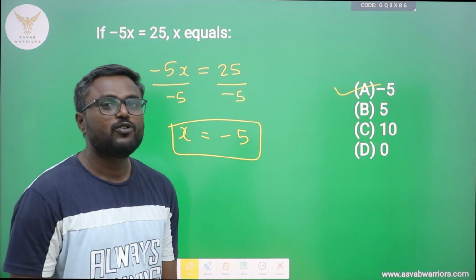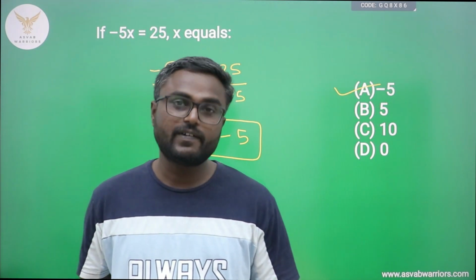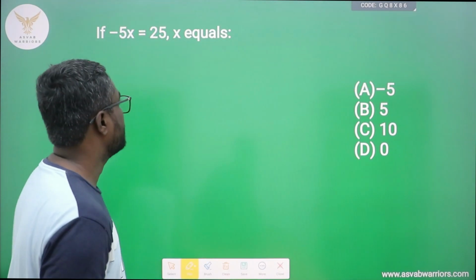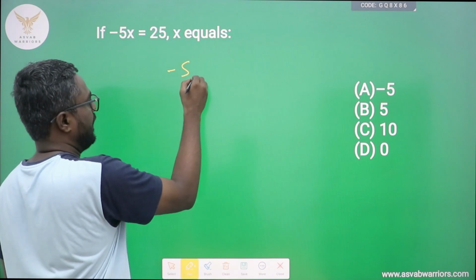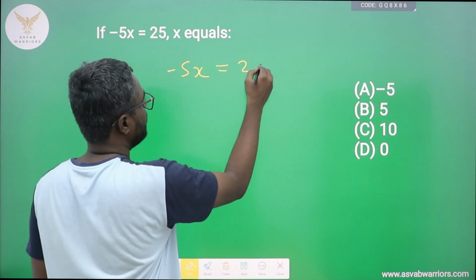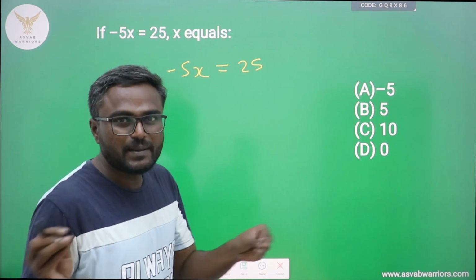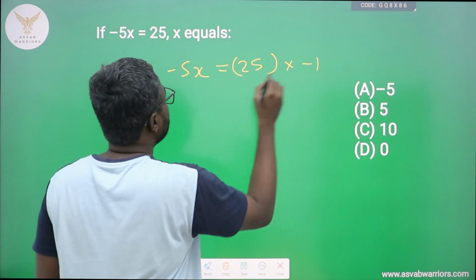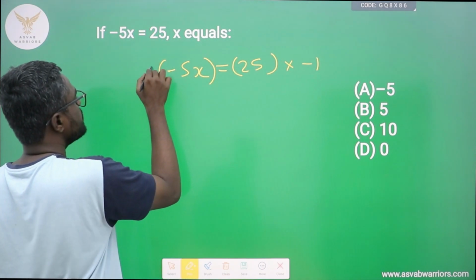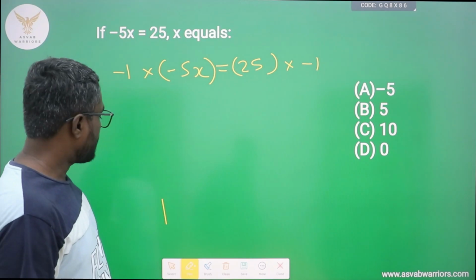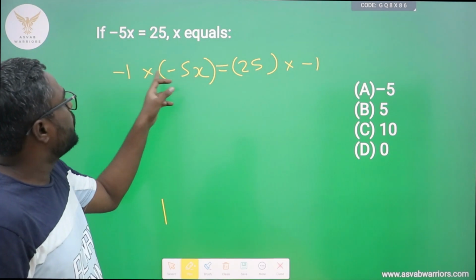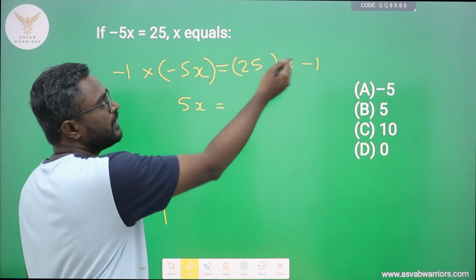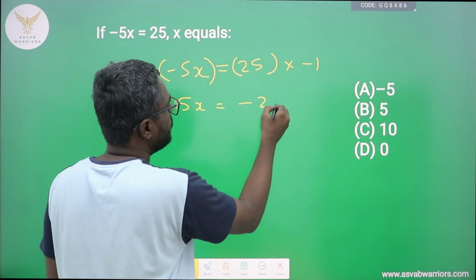Now let's say if you guys are finding some problem in dividing the negative numbers, we can try doing it this way as well. Negative 5x equals 25. Multiply both the sides with negative 1. Negative 1 times negative 5 becomes positive 5. x equals 25 times negative 1, which is nothing but negative 25.